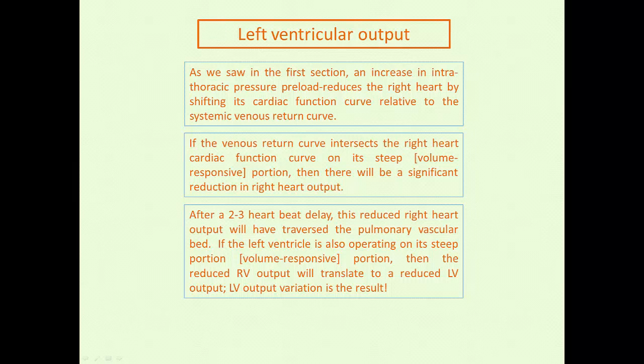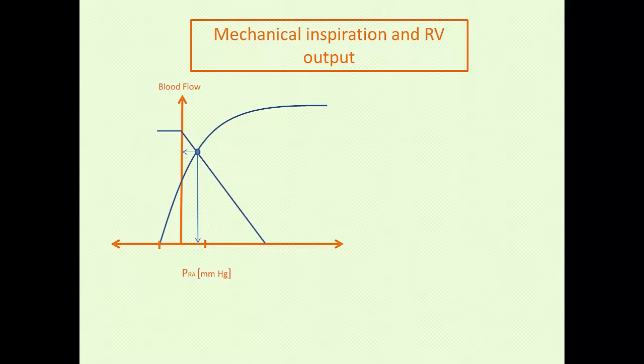And then 2 to 3 heartbeats later, essentially the pulmonary transit time, the reduced right heart output will have traversed the pulmonary vascular bed. And if the left ventricle is also operating on its steep portion, that is the volume responsive portion, then the reduced RV output will translate into a reduced LV output, and you will see LV output variation, a change in your systolic pressure, a change in your pulse pressure, which we're going to talk about in quite a bit of detail.